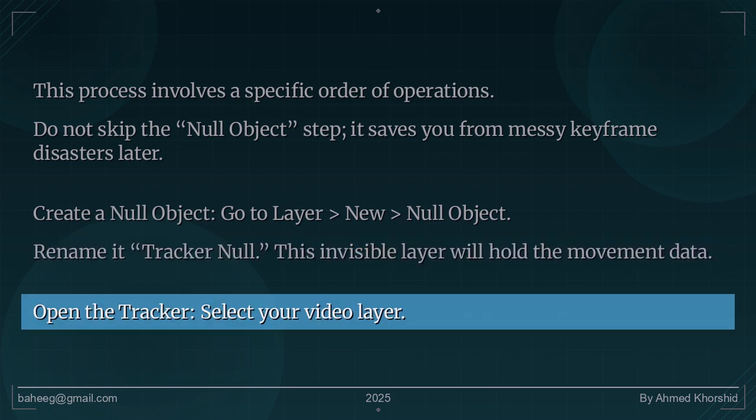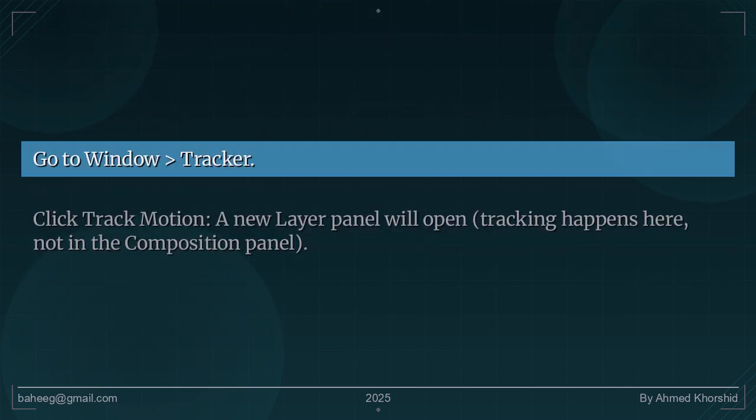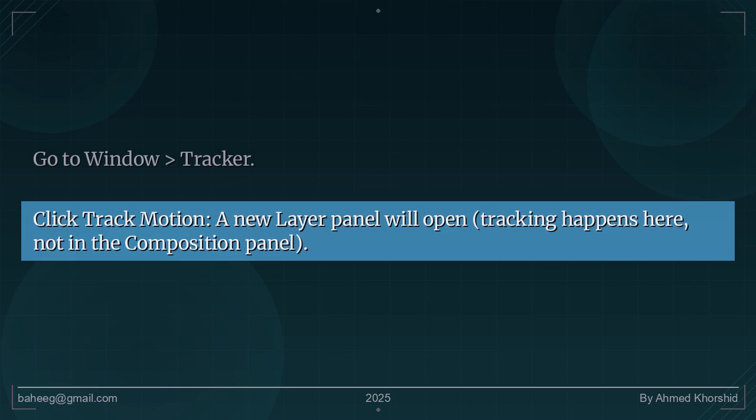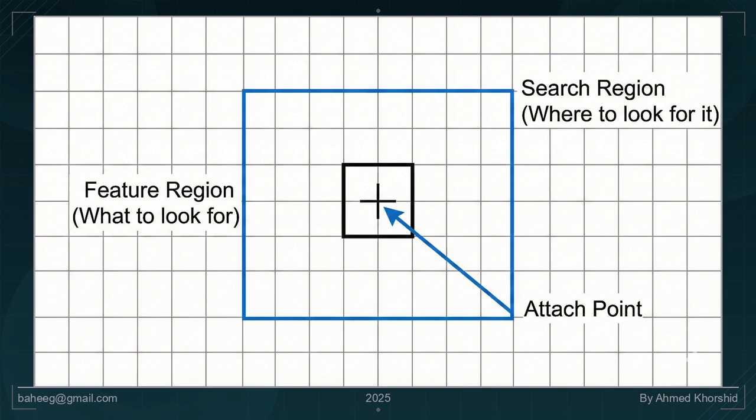Open the tracker. Select your video layer. Go to Window, Tracker. Click Track Motion, and a Layer panel will open. Tracking happens here, not in the Composition panel. Figure, a technical diagram showing the anatomy of a track point. A small square inside a larger square. Label the inner square feature region, what to look for, and the outer square search region, where to look for it. An arrow points to the central crosshair labeled Attach Point.